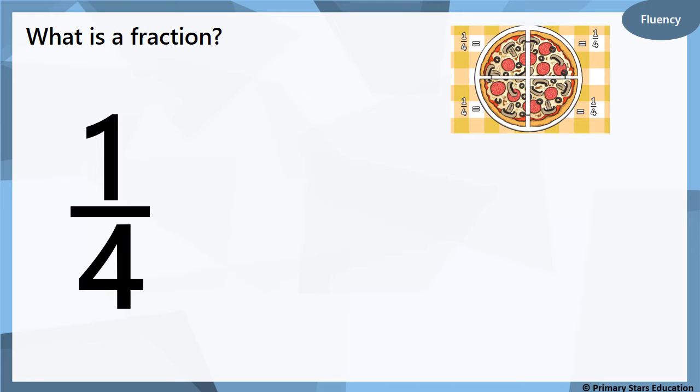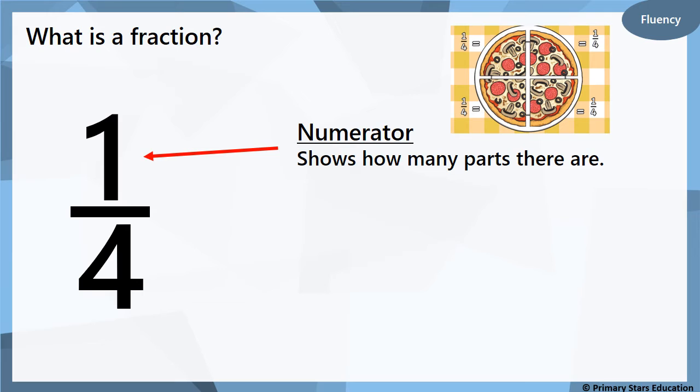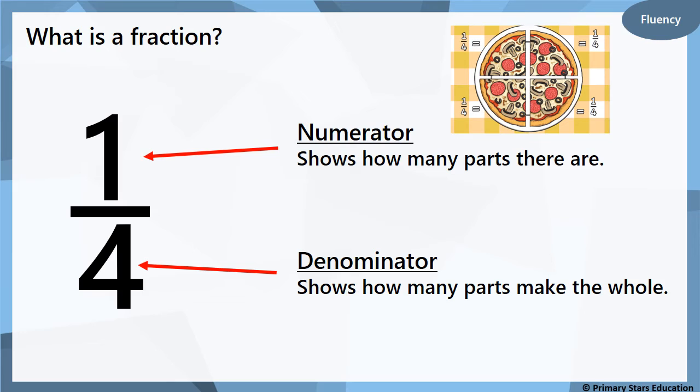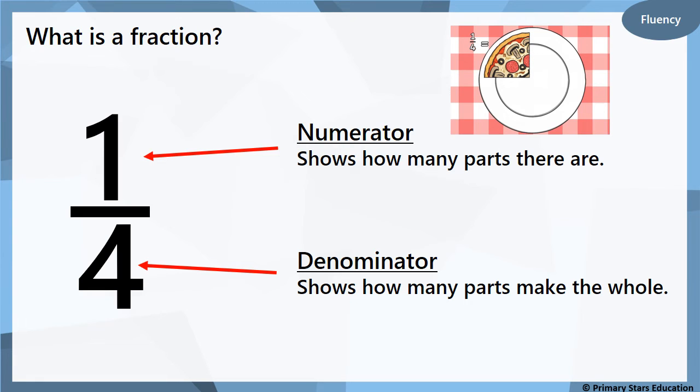Now we're going to have a look at quarters. Again, have a look at the picture of the pizza in the corner. Again, we've got a numerator, which shows how many parts there are, and we've got a denominator, which shows how many parts make the whole. So if we look at that picture of a pizza, we've got 4 parts that make the whole this time. When we were doing halves, we only had 2 parts, but this time we've got 4, and that's our denominator, the number that's on the bottom. I just want one of those parts, and this now shows 1/4.